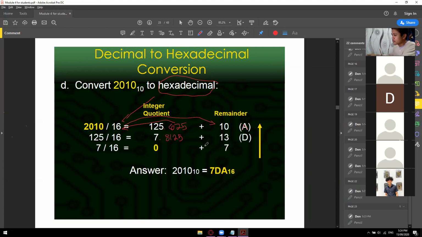Then once you're done with this one, so 7 divided by 16 is 0 point something. So ano man yung 0.4375, sir? 0.4375. Okay. Then multiply this 0.4375 to 16, then you'll get 7. And once you're done with that, just read it from bottom to top. 7DA base 16.